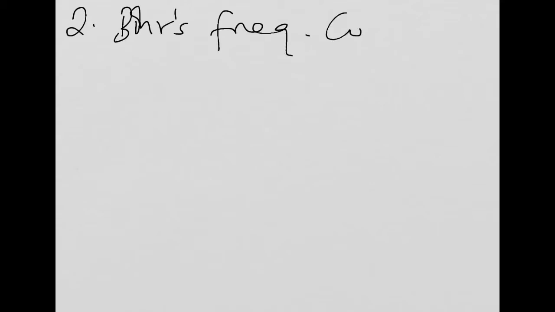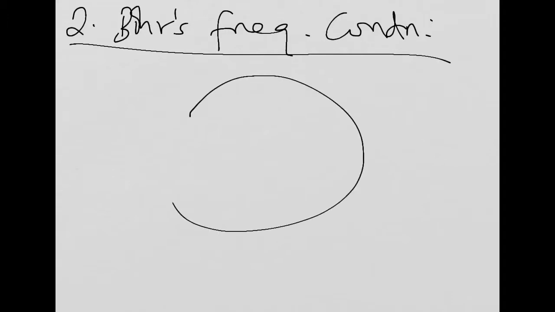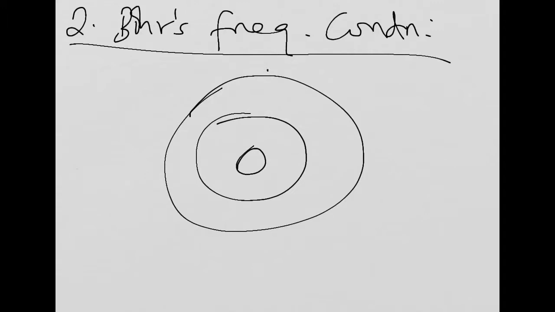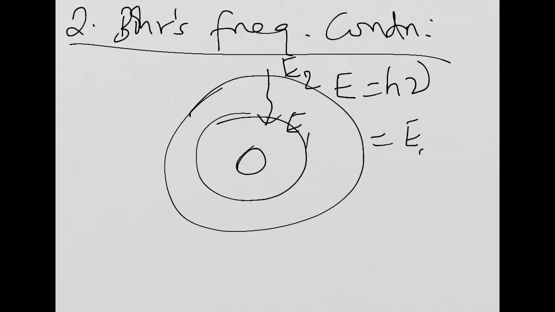The second condition is Bohr's frequency condition. When an electron jumps from a higher orbit to a lower orbit, there is an energy difference, and energy is equal to h nu, we know. Now it is from a higher orbit E2 to a lower orbit E1. That energy difference, E2 minus E1, will definitely be released as energy h nu. This is Bohr's frequency condition.